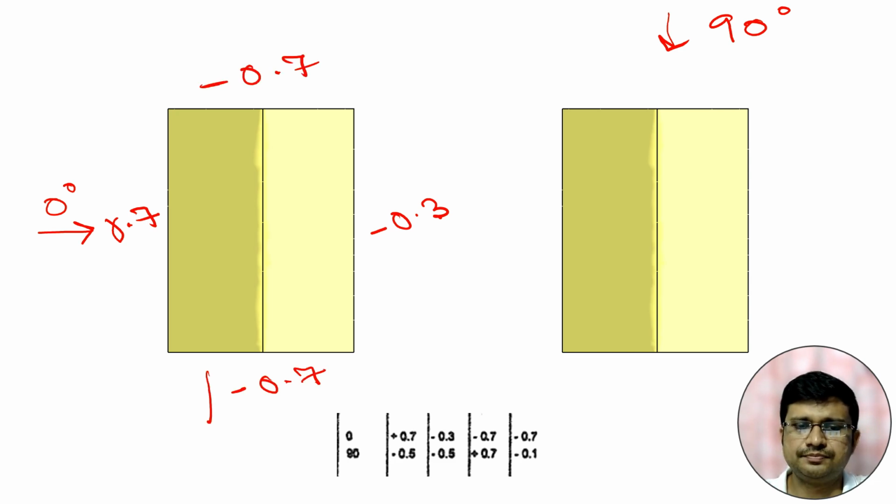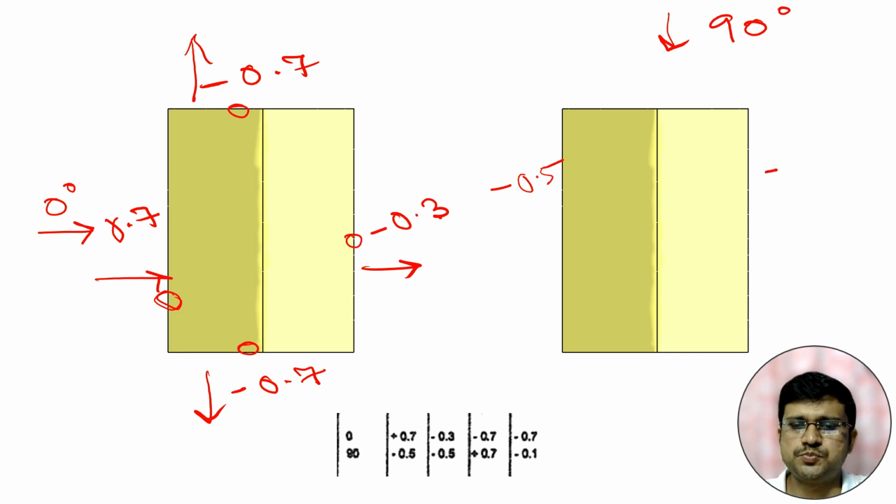Minus means pull and plus means push. So here for the side faces and the leeward face it will be suction, and for the windward face it will be pressure. Now when the wind angle is 90 degree, for face A the value will be minus 0.5, for face B it will be minus 0.5, for C it will be plus 0.7 and for D it will be minus 0.1.